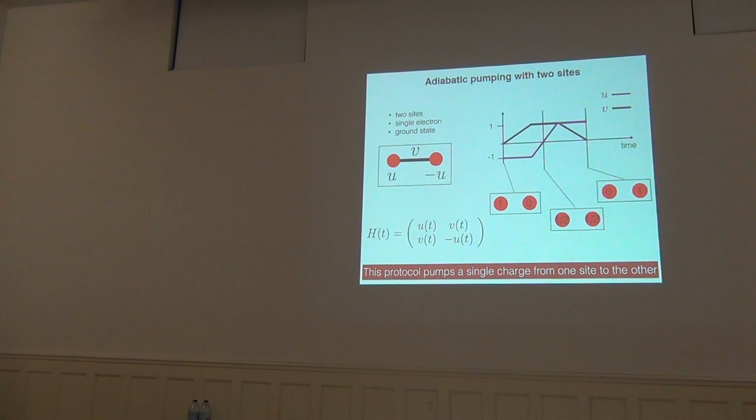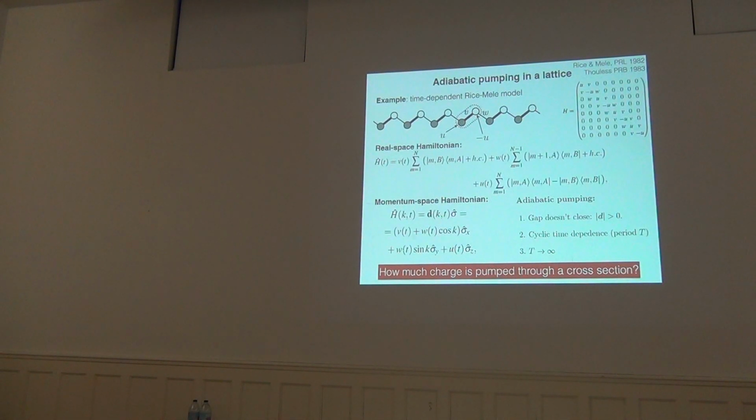Now we extend this to one-dimensional solids. The basic model for this is almost as simple as the SSH model, but also includes on-site energies. So for adiabatic pumping in the lattice, I will take the example of a time-dependent so-called Rice-Mele model. This is, as I said, essentially the same as the SSH model. I have A sublattice, B sublattice, a hopping between them, V, within the unit cell, and between neighboring unit cells, it's W. So instead of 2 parameters, I now have 3 parameters.